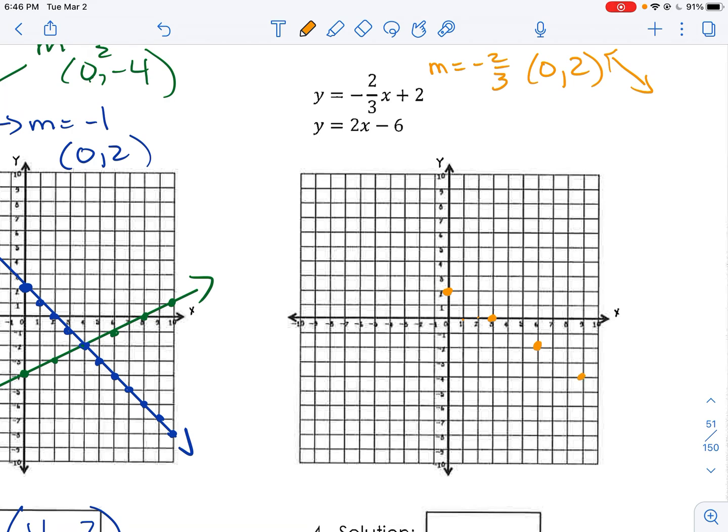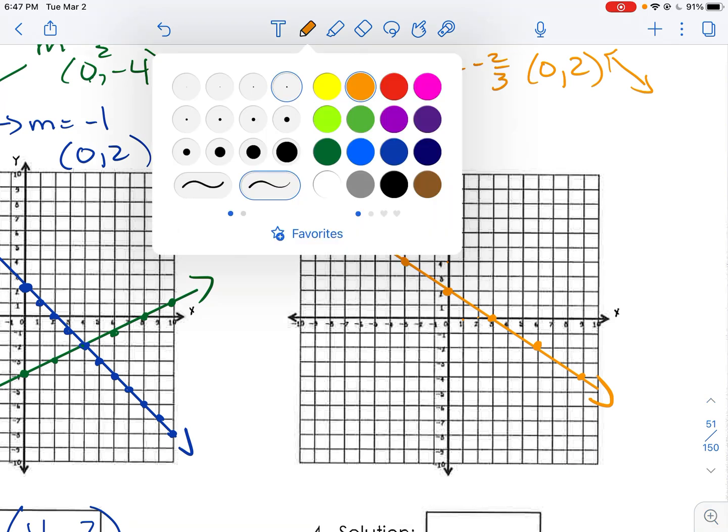Or from the y-intercept, I can go up 2 and to the left 3. Oops, it's not writing. There we go. Up 2 and to the left 3. Up 2 and to the left 3. And draw a line. There we go. Pick a different color.